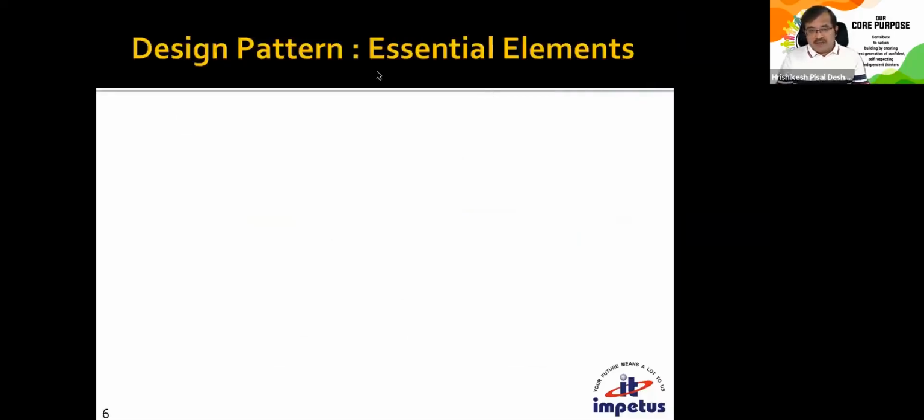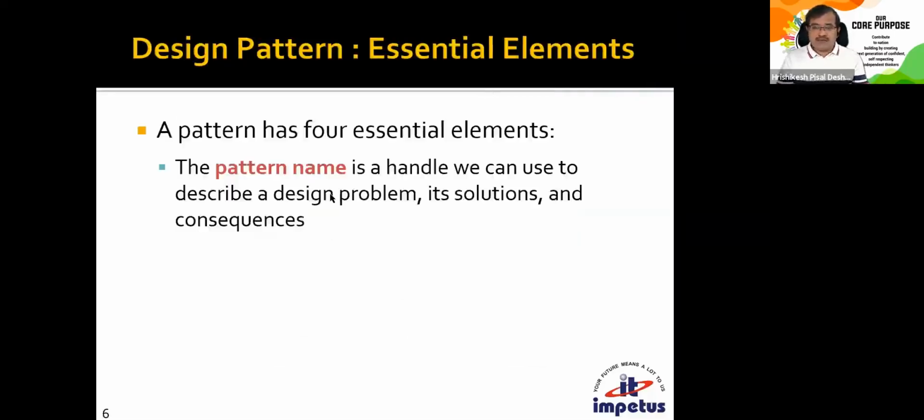So design pattern. What are the essential elements of a design pattern? First, the pattern name. The pattern name is a handle we can use to describe design problems, its solution and consequences. So if I say, today we're going to talk about a factory pattern, the moment I say factory pattern, we know what is the problem that it addresses, what is the architecture of that particular solution, and what are the consequences of it. So if I use factory, what will happen? What is the problem that factory pattern addresses?